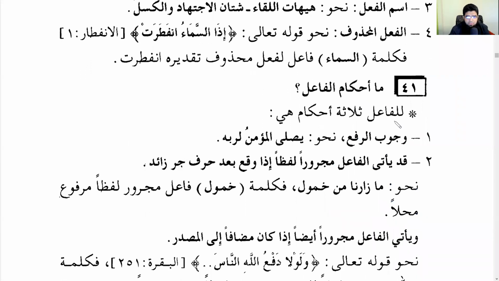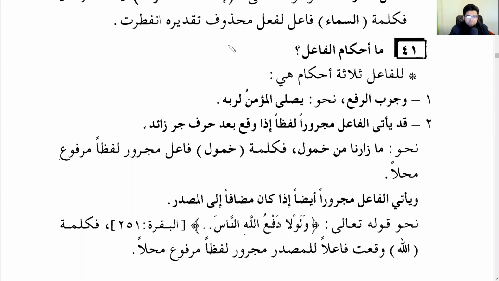What are the rulings of the fa'il? للفاعل ثلاثة أحكام. It has three rulings. هي وجوب الرفع, mandatory رفع. So you cannot have nasb and jar. نحو يصلي المؤمن لربه. The mu'min prays for his Lord. So mu'minu is rafa. Why is it rafa? It is a fa'il of يصلي.